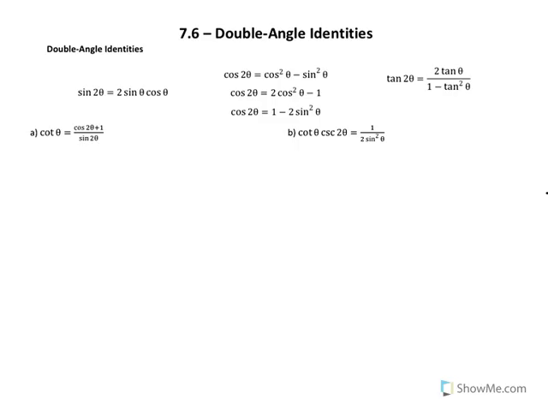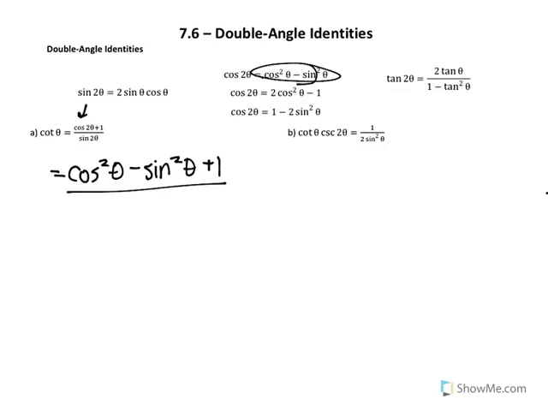Okay, so let's start. We've got a cos 2 theta here. Let's try changing it to something else. I don't know, let's do this one. So we have cos squared theta minus sine squared theta plus 1. And on the bottom, we're going to change it to this. So we have 2 sine theta cos theta.